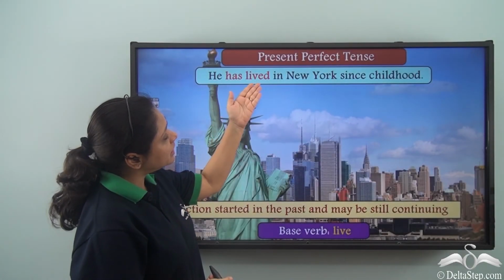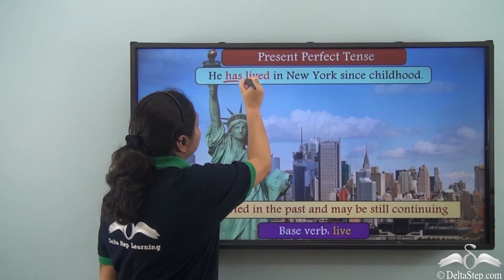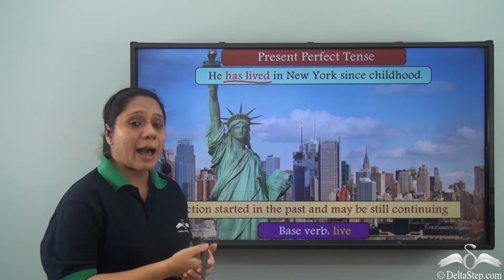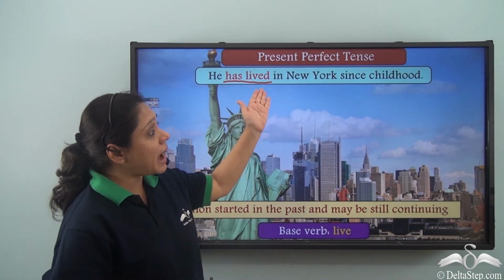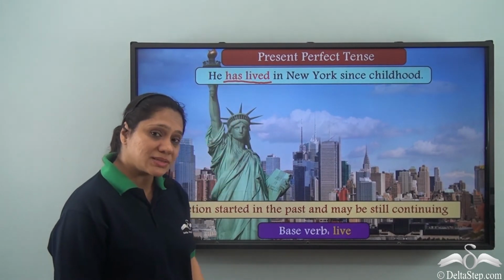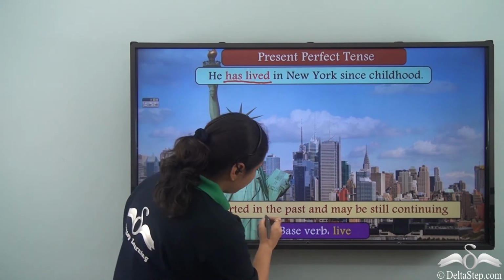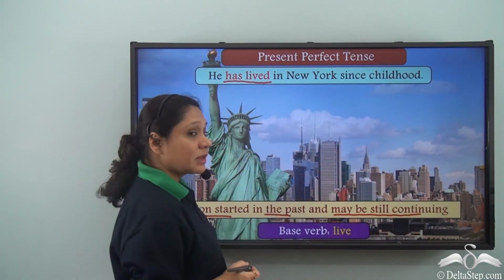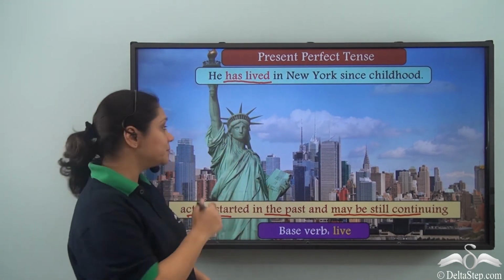He has lived in New York since childhood. Has lived is telling us an action which has happened in the past, but we know that he might be still staying in New York. So, the present perfect tense also shows an action that started in the past and may be still continuing. And has lived has been formed from the base verb live.